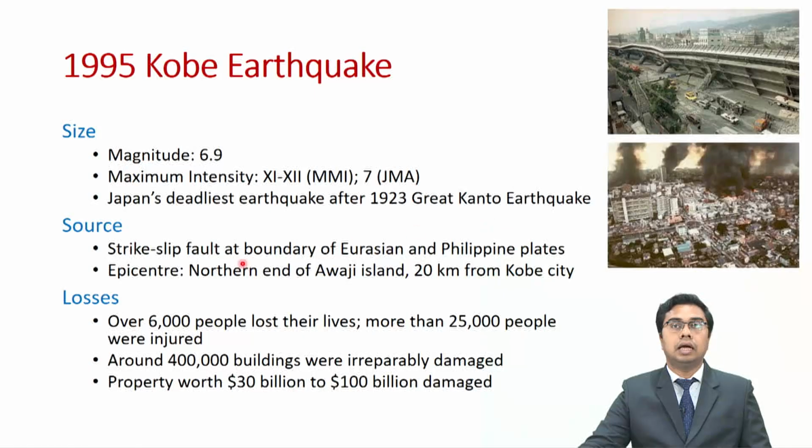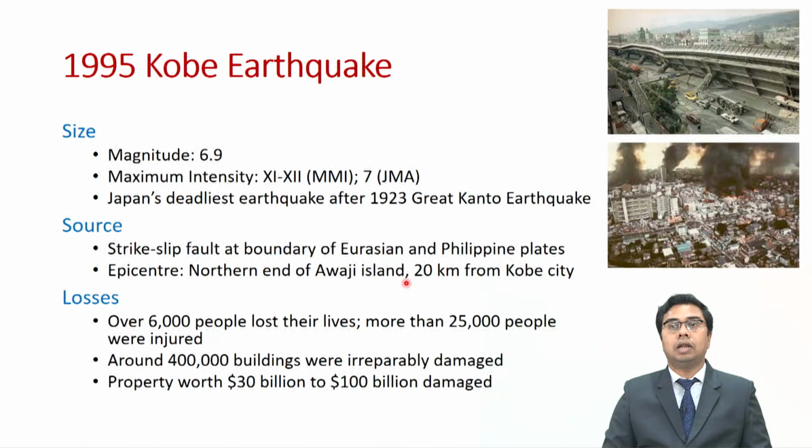This also happened at a strike-slip fault at the boundary of the Eurasian and Philippine plates. The epicenter was located at the northern end of Awaji Island, roughly 20 kilometers from Kobe city. Now, by this point, you might have realized that most of the deadliest earthquakes happen due to movement at a strike-slip fault, that is the transform plate boundary, and the other earthquakes happen at convergent plate boundaries. So, this is very similar to what we have learnt in the previous class.